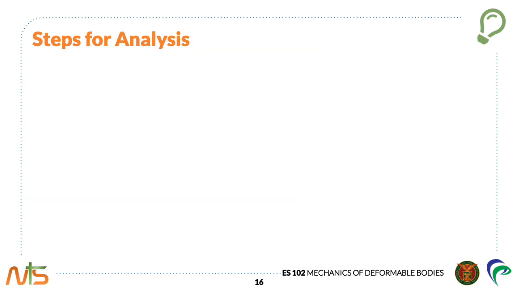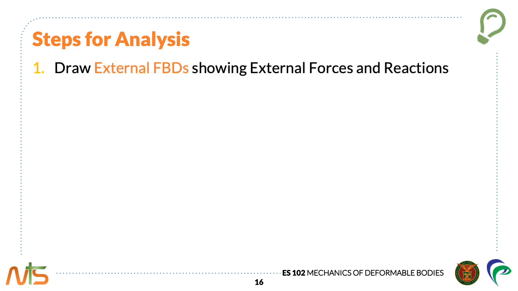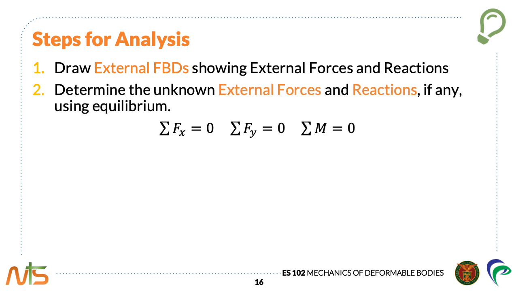In summary, the method of sections can be used to determine the internal loadings on the cross-section of a member using the following procedure. Before the member is sectioned, it may first be necessary to draw the external FBD and determine its support reactions. So for number 1, we draw external FBDs showing the external forces and reactions. And number 2, we determine the unknown external forces and reactions, if any, using equilibrium.